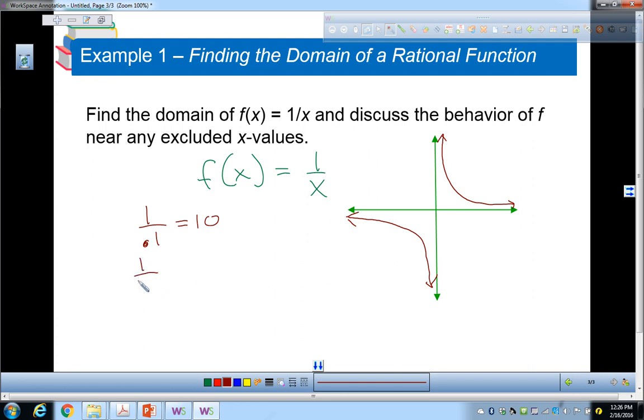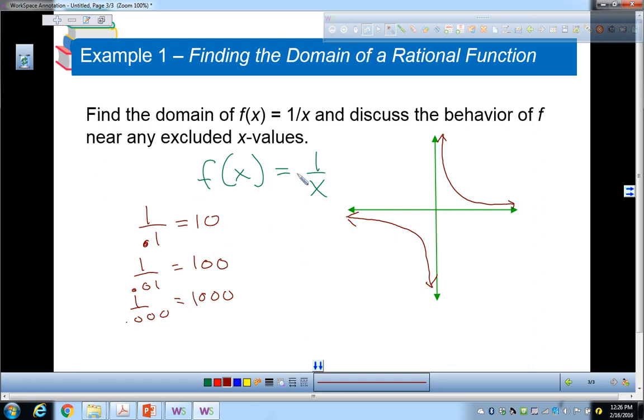If I go 1 over 0.01, what do I get? 100. If I go 1 over 0.001, I get 1,000. So this number gets bigger and bigger as you get closer and closer to 0. That's when you have an asymptote: a vertical asymptote, as you get very close to a number but don't touch it.